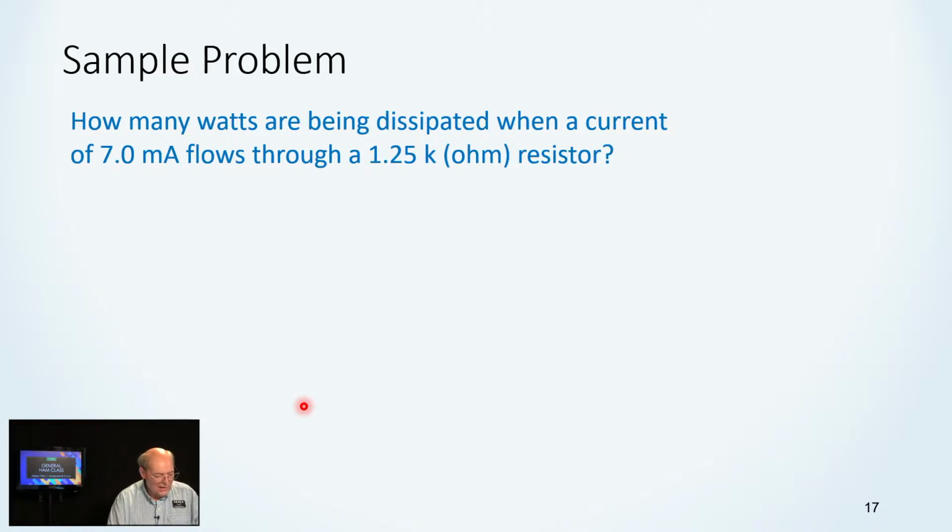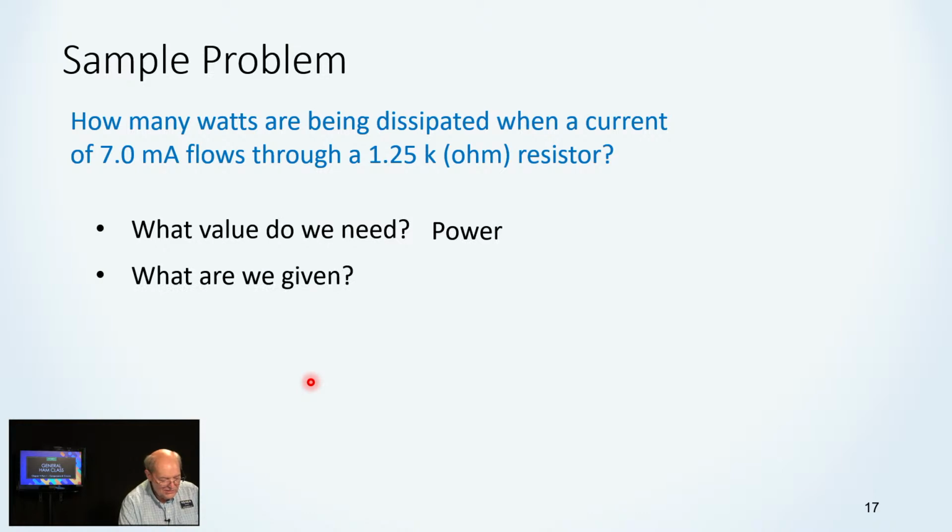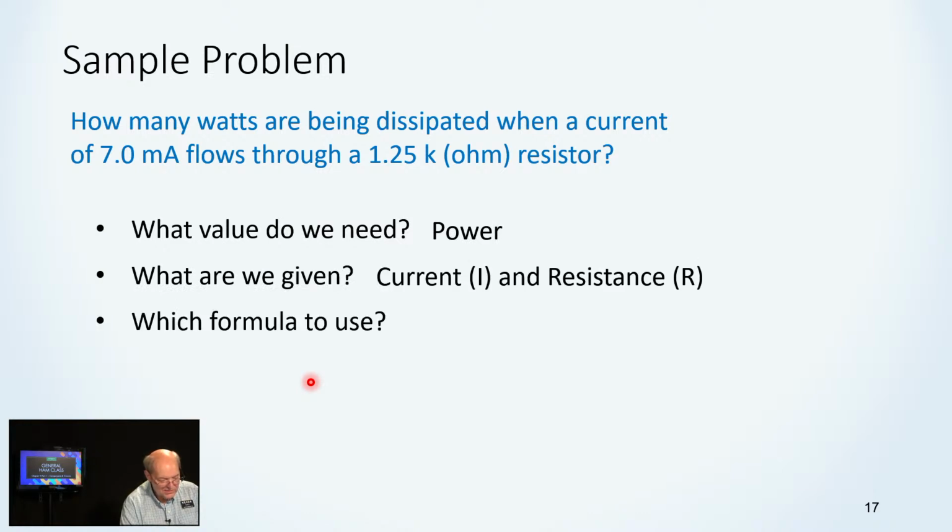Let's move on. How many watts are being dissipated when a current of 7 milliamps flows through a 1.25 kilohm resistor? So again, we're wanting how many watts, so power is what we're looking for. What are we given? It's current and resistance. Which formula to use? I'll let you tell me that. The raccoon one, whatever that was. Yeah, that was Presley. Yep. So that's I squared R, because we're given current and resistance.